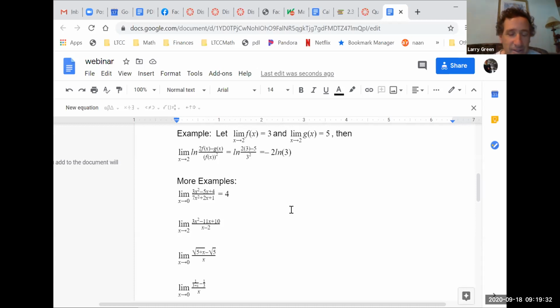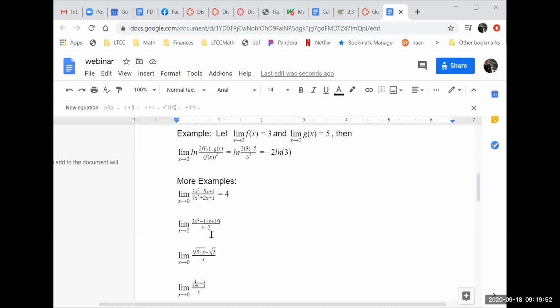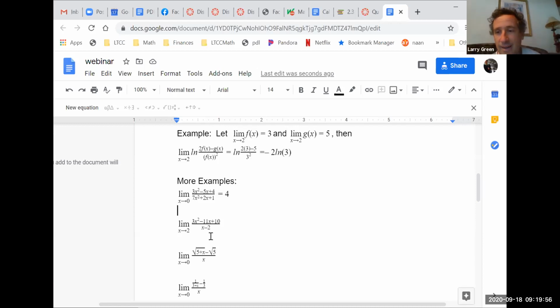Okay, now let me go through the next example. So the next example is the limit as x approaches 2 of 3x squared minus 11x plus 10 over x minus 2. So what's the first step you should do? Very first thing. Substitute. Yeah, plug in. What do you get when you plug in on the numerator, and what do you get on the denominator? Yeah, so there's issues. You get 0 over 0. I'm going to write 0 over 0.